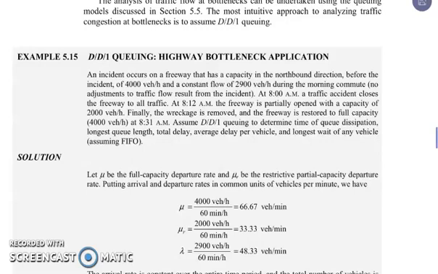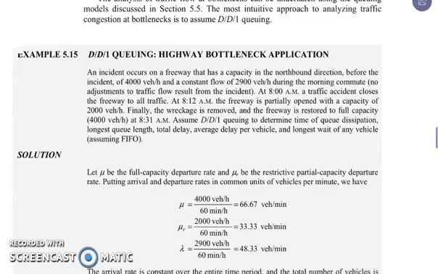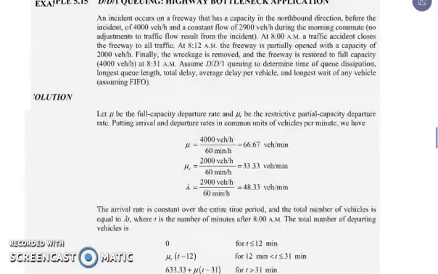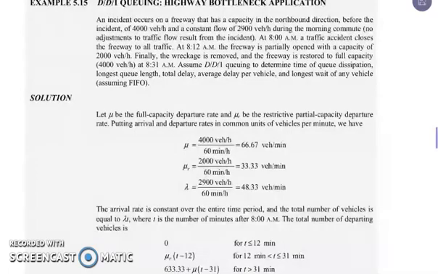For this one, we have to make use of mu as the full capacity departure rate, and mu sub r as the partial capacity departure rate. If we want a common unit for our arrival and departure rates, we can use vehicles per minute. Our mu, the full capacity departure rate, is 4,000 vehicles per hour. As the wreckage was removed, the freeway was restored to full capacity of 4,000 vehicles per hour. So our mu will be 4,000 over 60, which gives a value of 66.67 vehicles per minute.